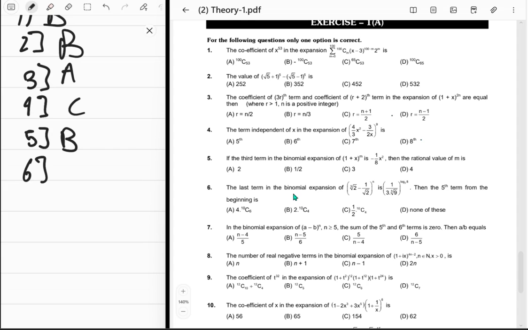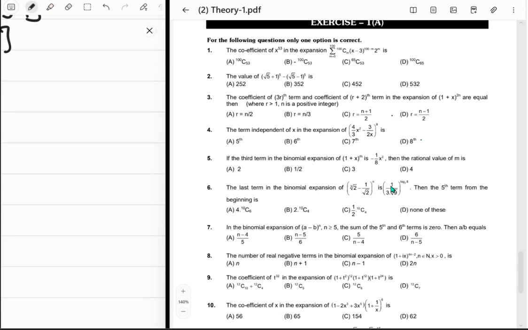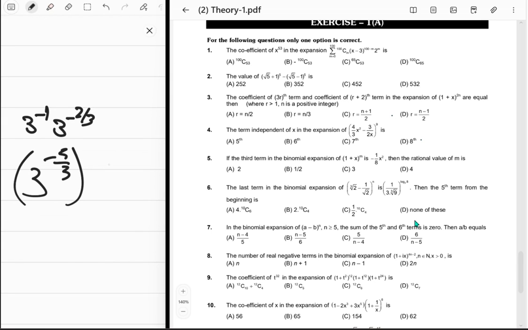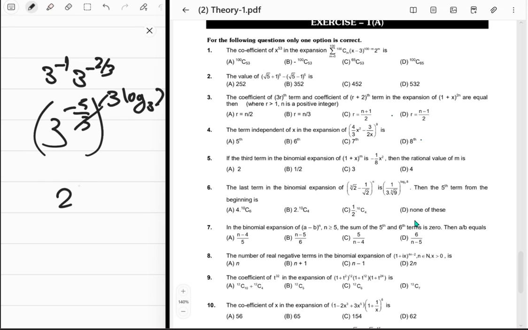The last term in the binomial expansion of this is this. Okay, fifth term. What is this? So log base 3. We'll have to write it as 3 power something. So you've got 3 power negative 1, and then 3 power negative 2/3, so like 3 power negative 5/3, and all of that to the power of log base 3 of 8, which is like 3 log base 3 of 2. So this cancels. You get 2 power negative 5. So you're saying the last term in this expansion will be 2 power negative 5.